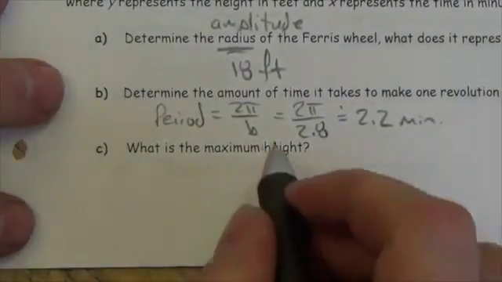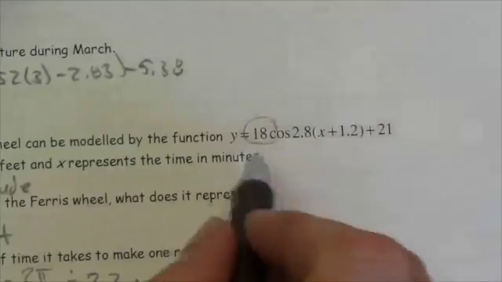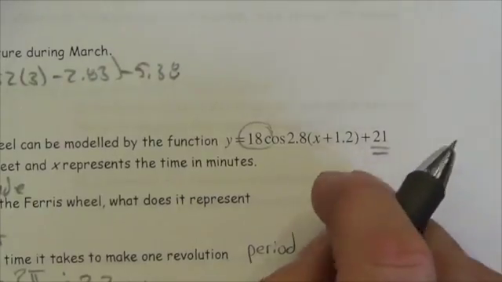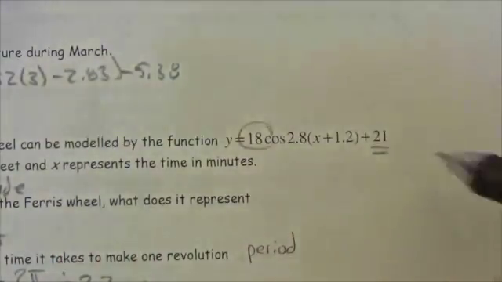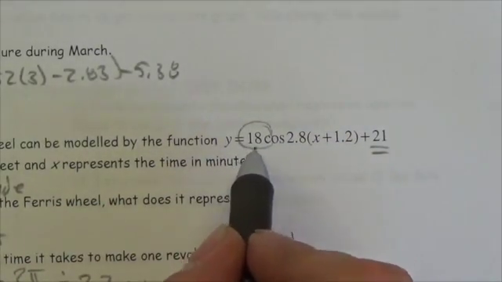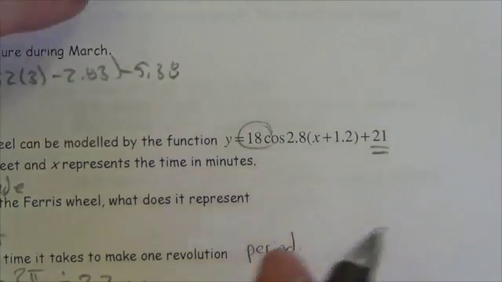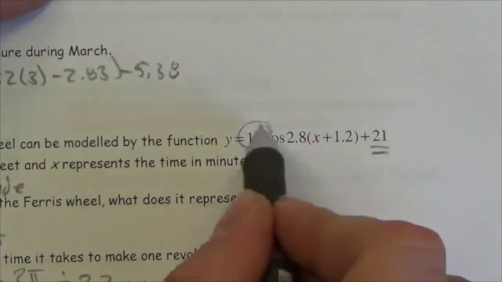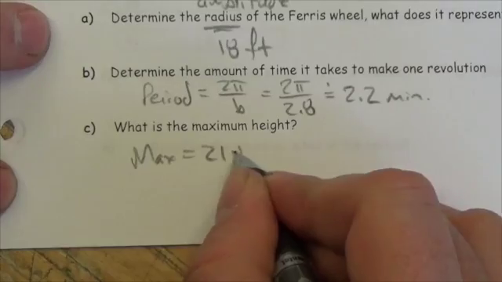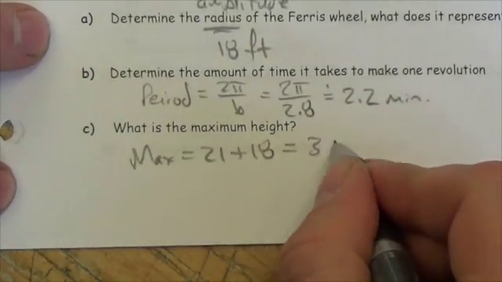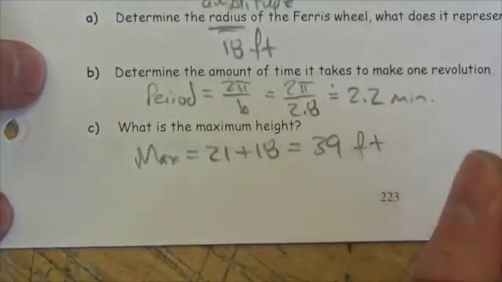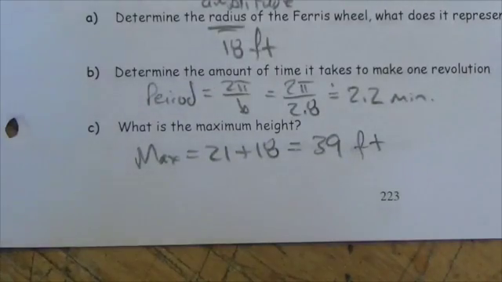What's the maximum height? Well, remember when we look at the equation, this number here is the median. It represents the middle of the graph. So if you were to draw the graph with this little wave, the middle of that motion will be at 21. The amplitude is 18. So we take the middle of the graph and add the amplitude to it. The maximum is going to be 21, the middle, plus the amplitude of 18, and together that's going to be 39. Oops, sorry, I was going to write meters, but remember this question is in feet. Okay, so there you go.